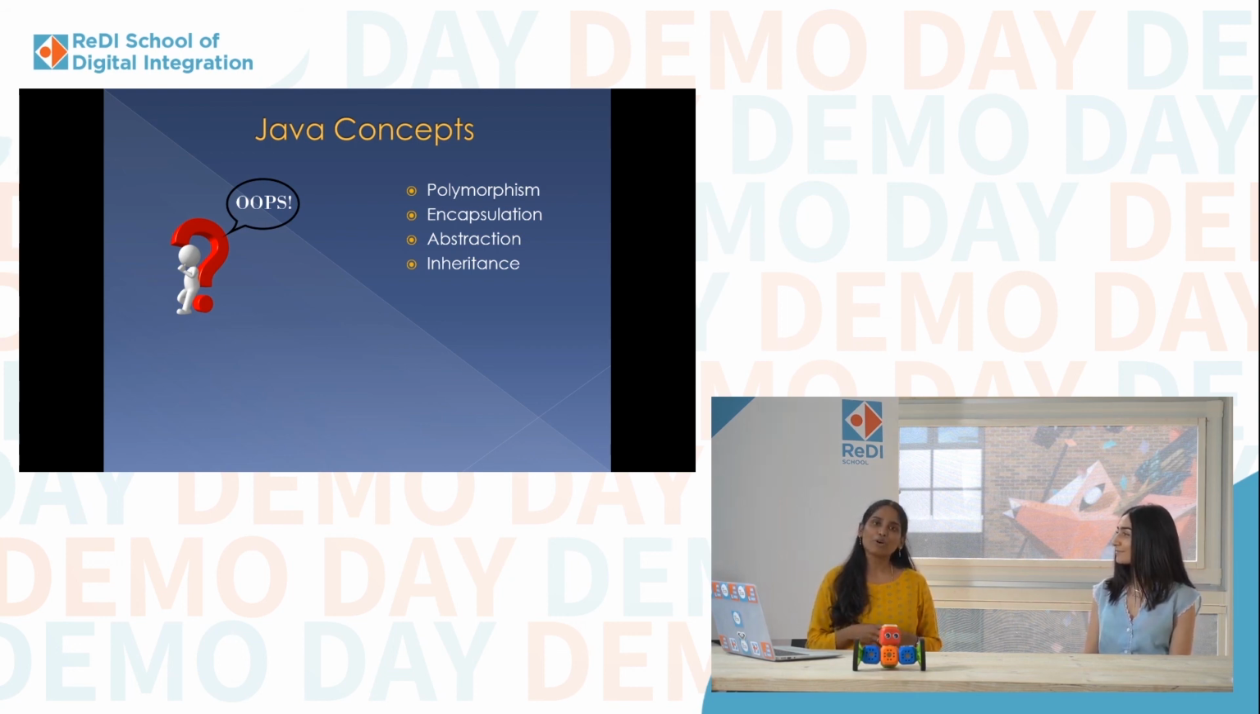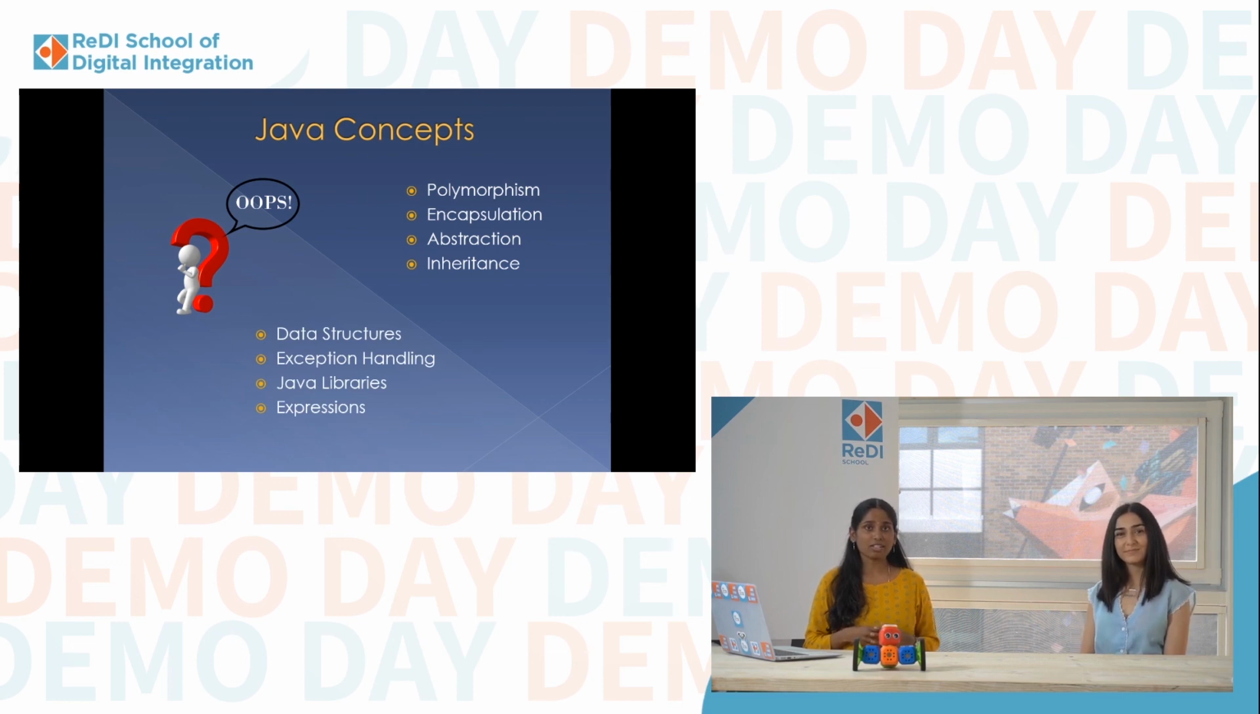Apart from this, we also learned about data structures such as lists, sets, and maps, various methods of exception handling, the proper usage of the Java library, different types of expressions, including mathematical expressions and the latest, lambda. With all this learning, we were able to boost our confidence in building a robust framework using Java.